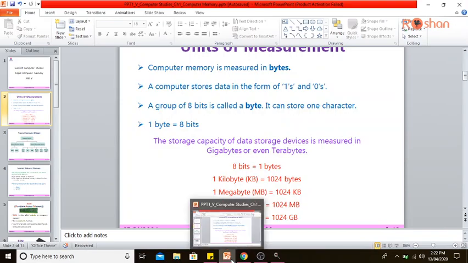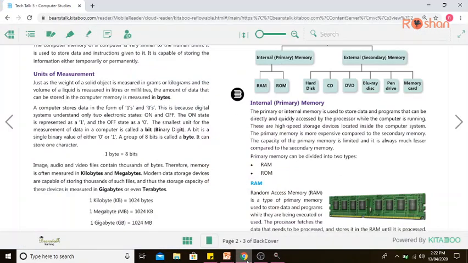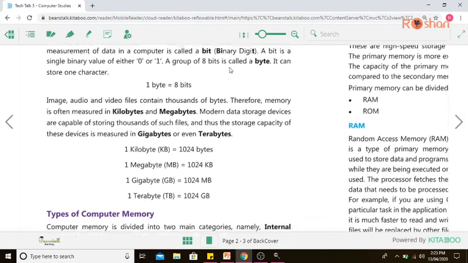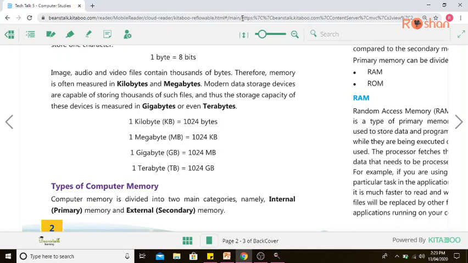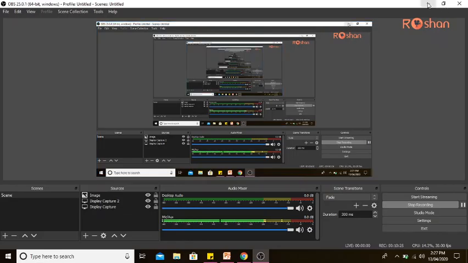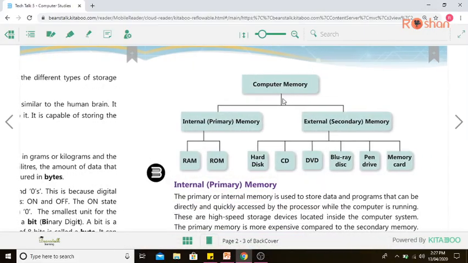Now I explain again. This is the conversion. You can see this kind of conversion in your textbook also. It is very easy to understand. Then we have the next topic.